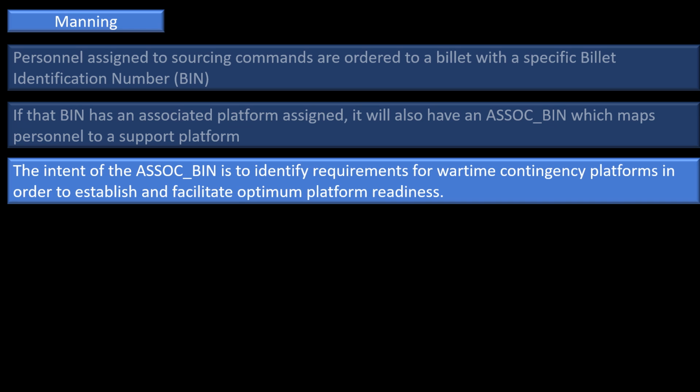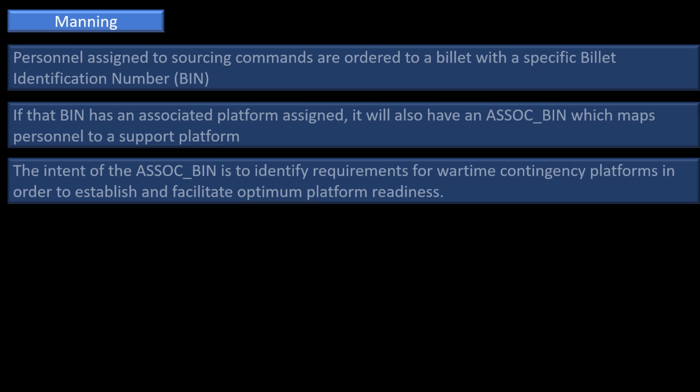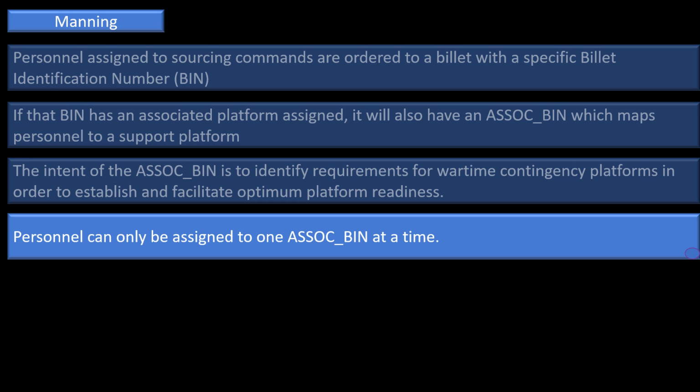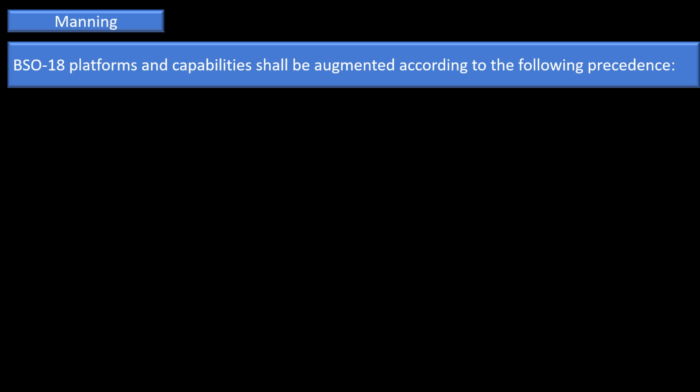The intent of the associated billet identification number is to identify requirements for wartime contingency platforms in order to establish and facilitate optimum platform readiness. Personnel can only be assigned to one associated billet identification number at a time. And when it comes to augmenting BSO 18 platforms, we're going to follow a specific order.